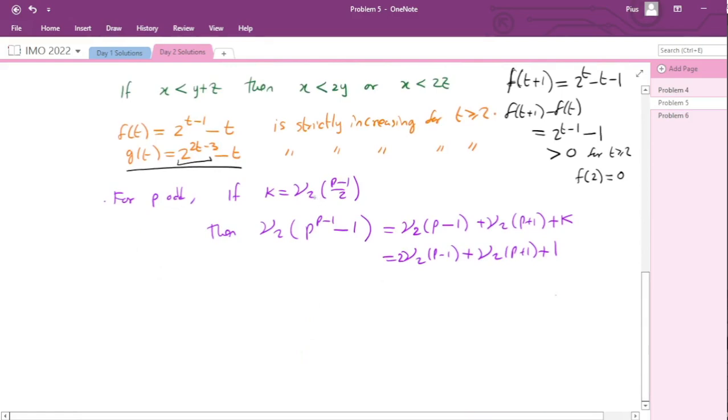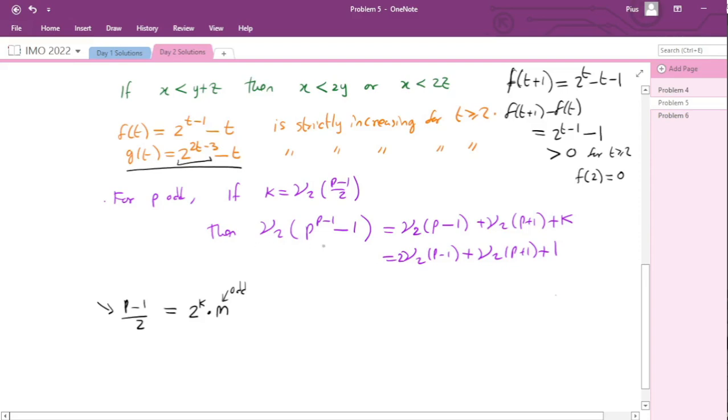So now for p odd, let's take k to be the 2-adic valuation of p minus 1 over 2 at 2. So this means that k is like the highest power of 2 we can find in p minus 2. Of course, this is an integer because p is odd. So we can write this as 2 raised to power k times some odd number. So that's when we pull out all the factors of 2. So that's the value of k that we are talking about.